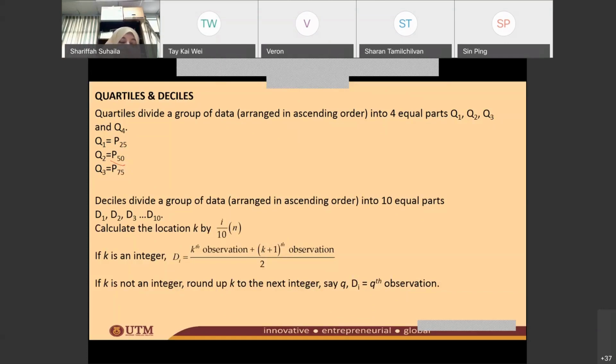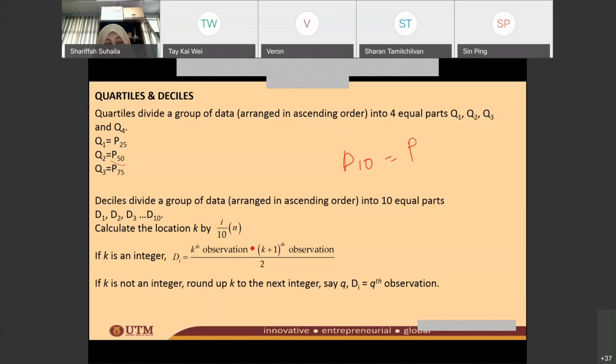That is quartiles, which means we divide the data into 4 parts. Deciles divide it into 10 parts. So you have the first decile, second, third, up until D10, which is P100. Again, the formula and procedure are the same. If you want to find D10, you calculate the location as i over 10 times n, the number of your observations. Again, if your k is an integer, take the average.